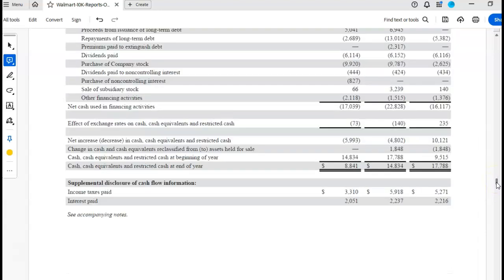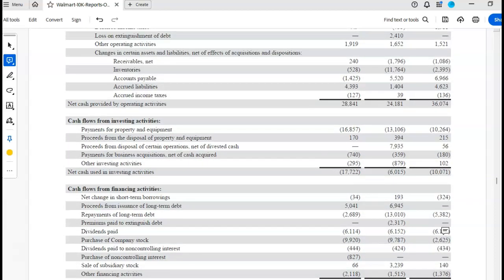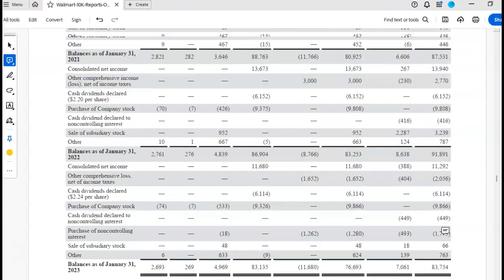This next thing I want to show you would be the balance sheet. Well, this is the statement of cash flow. Let me come back to that one. Almost done. Where's the balance sheet?